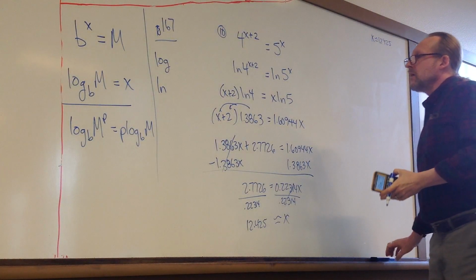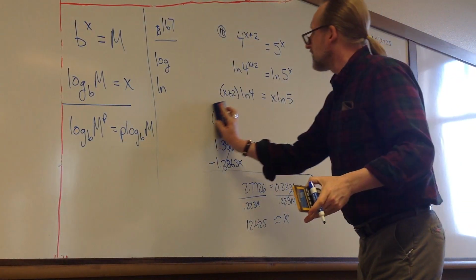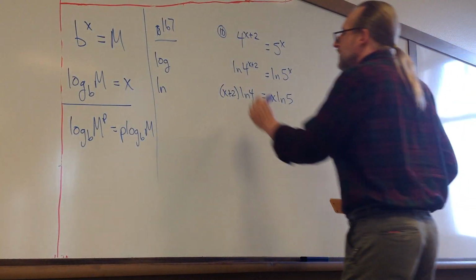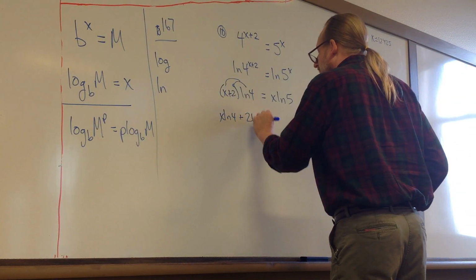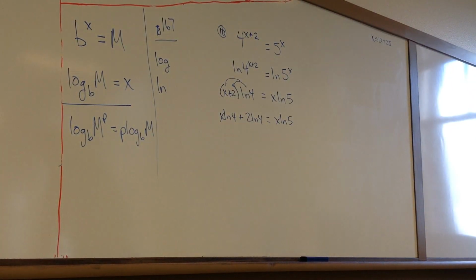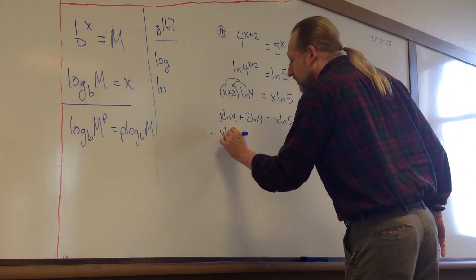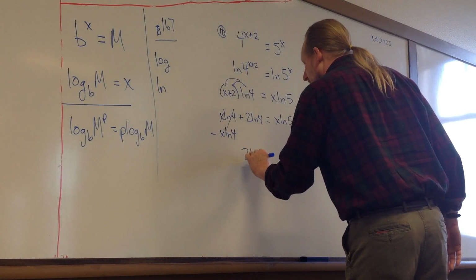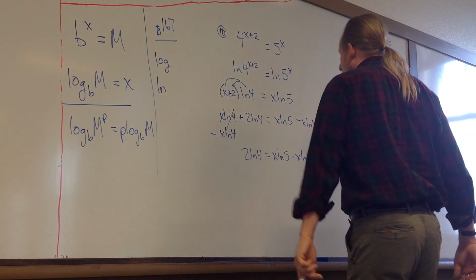Okay, now let's go back and look at what would happen if we held on to these logarithms. If we do the problem that way, we still distribute. We'll get x ln 4 plus 2 ln 4 equals x ln 5. Just the same way as in the previous method, we want to get our x's together. So let's subtract x ln 4 on both sides. Now we get 2 ln 4 is x ln 5 minus x ln 4.